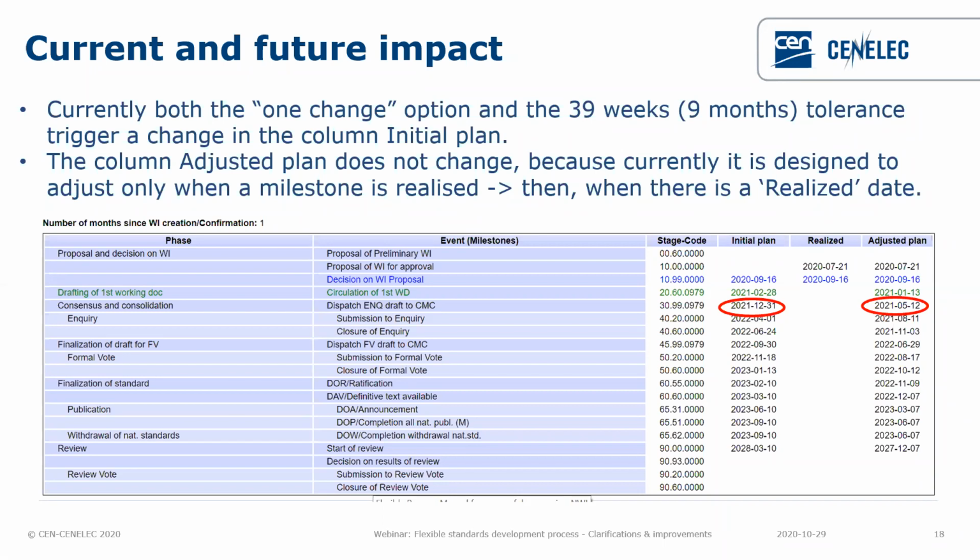Of course, if there is an early dispatch, this will show this early date. If there is a late dispatch, this will also be displayed under adjusted plan. But remember that under the new process, the delay could be up to 4 weeks. If the delay is more than 4 weeks, then the work item is deleted. Of course, the 9 months tolerance and the one change option have been designed to give you the chance to review the process, the planning, in case you are late.